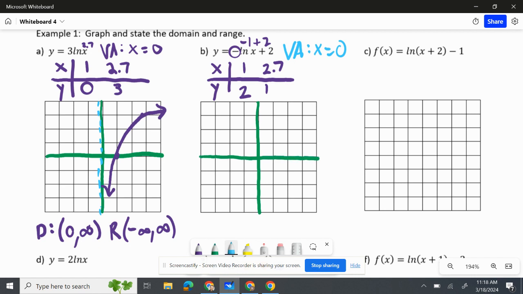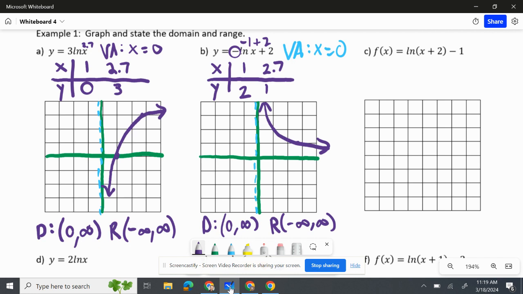So we have our vertical asymptote at 0. We have our points, which are (1, 2) and (2.7, 1). And what we have is our graph, our domain, once again, 0 to infinity, and our range is always the same, negative infinity to infinity.